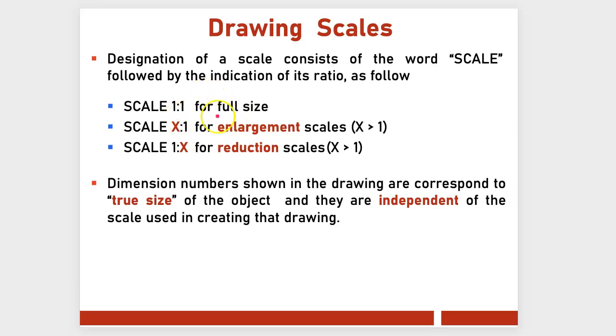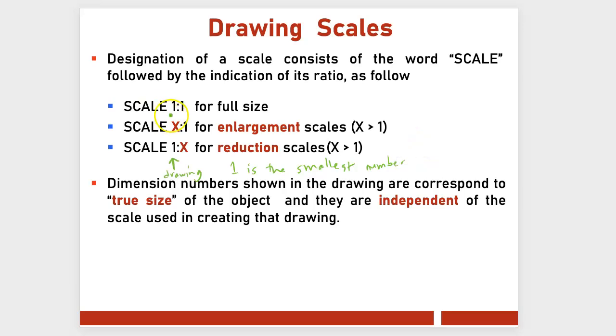Scale 1 to 1 tells us that what we're drawing is the full size in the real world. A scale of x to 1 tells us that the drawing is bigger than the real. So this side is real and this side is drawing. 1 is the smallest number to write down for scale. This is drawing. You always start with drawing. 1 is the smallest number. Do not use decimal points.